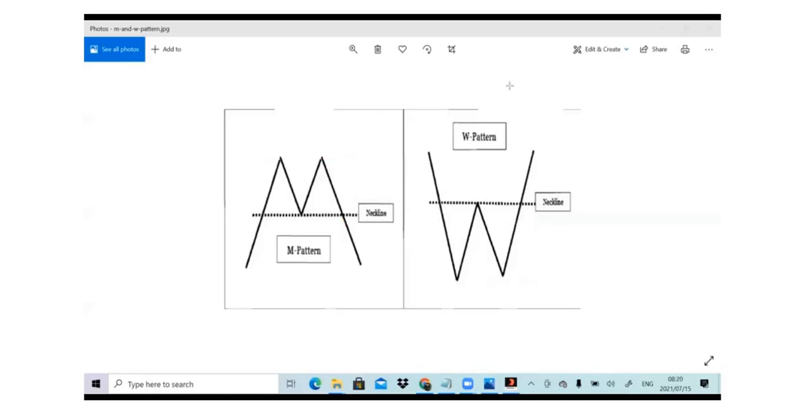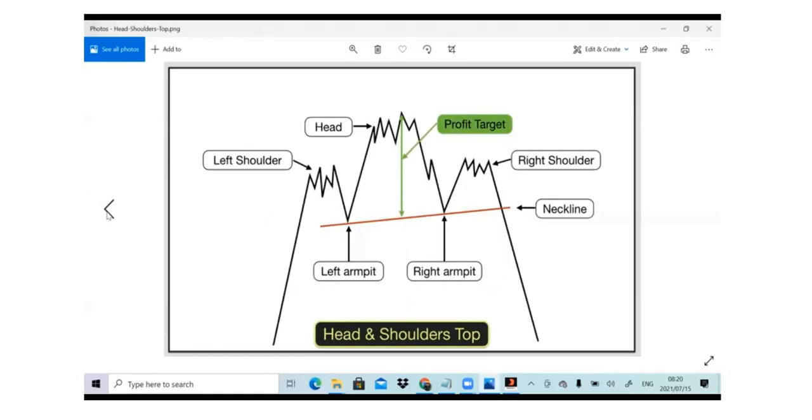So necklines. How do we do it when it comes to a head and shoulder? You are going to have a left armpit and a right armpit. Have your left shoulder, head, right shoulder. Where your left shoulder tends to make a head, and where the head tends to make a right shoulder, comes your armpit. Put the line from your left armpit to right armpit. And when you put the line there, that becomes your neckline of that head and shoulder.